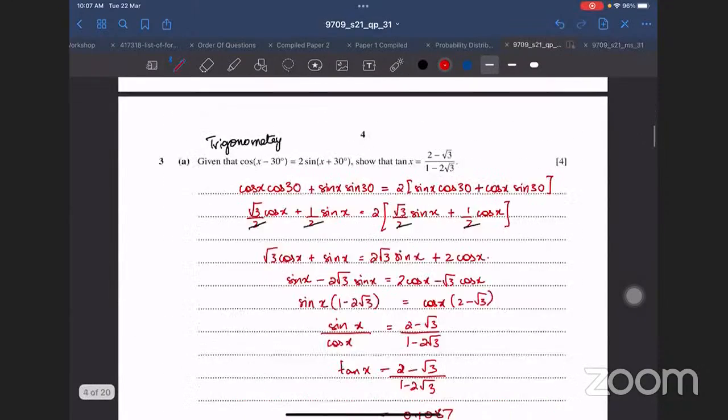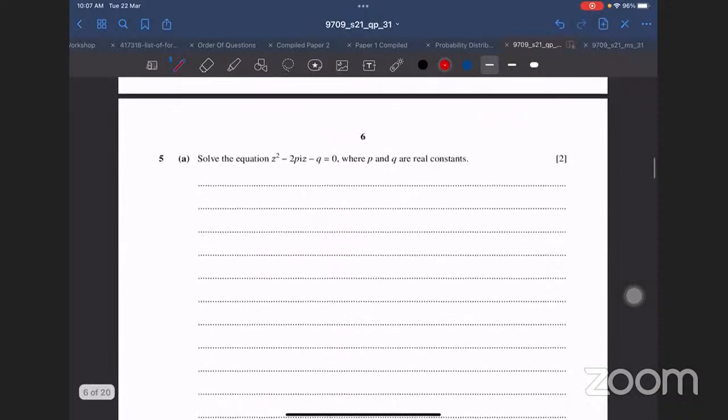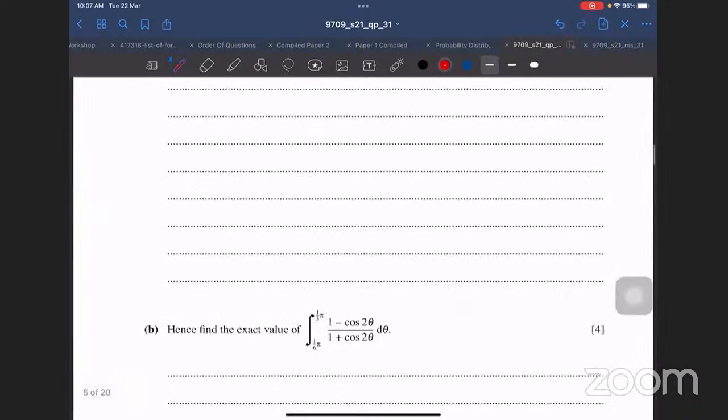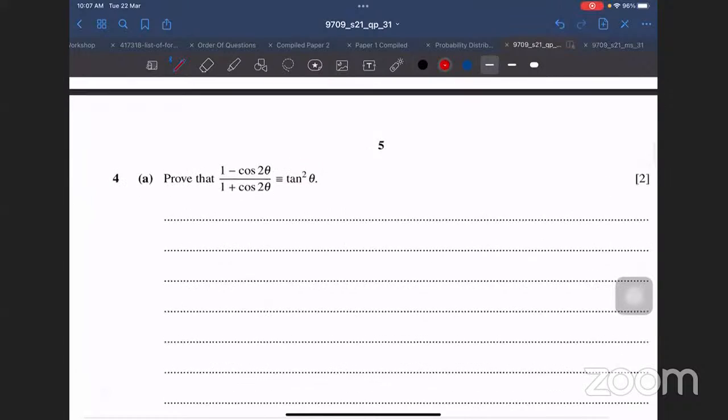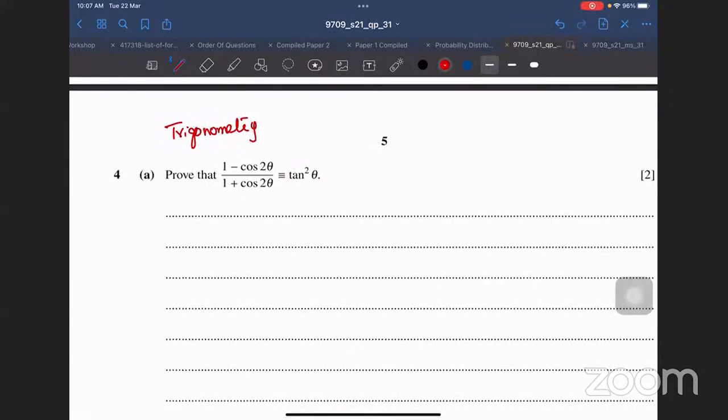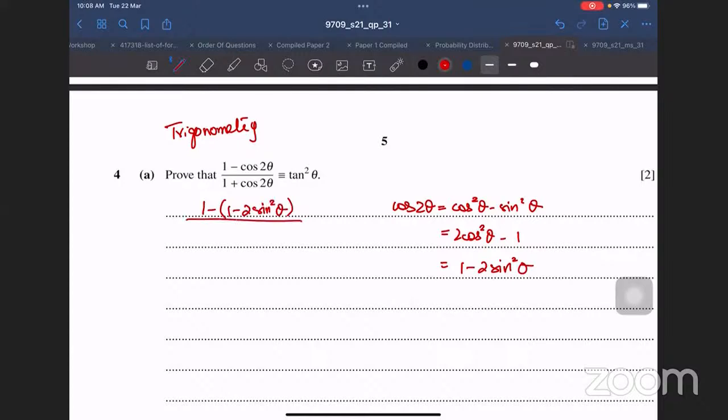Now, whenever you have 1 with cos 2 theta, the trick is to use the identity that helps you cancel the 1. There are 3 identities for cos 2 theta, and one is 1 minus 2 sin squared theta. So in the numerator, I'm going to use 1 minus 2 sin squared theta because it helps me cancel the 1. And in the denominator, I'm going to use 2 cos squared theta minus 1 because it also helps cancel out the 1. So I get 1 minus 1 plus 2 sin squared theta.